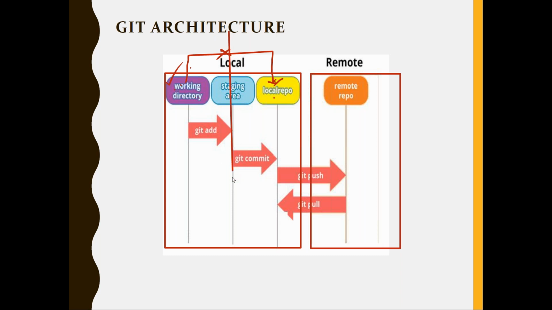This is the Git architecture. There is something called the staging area or index area. This is a virtual layer. It's not any folder, just a virtual layer.